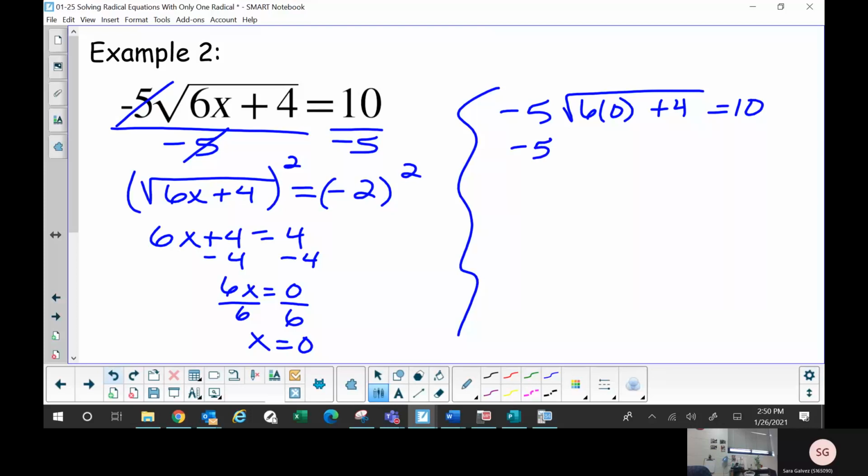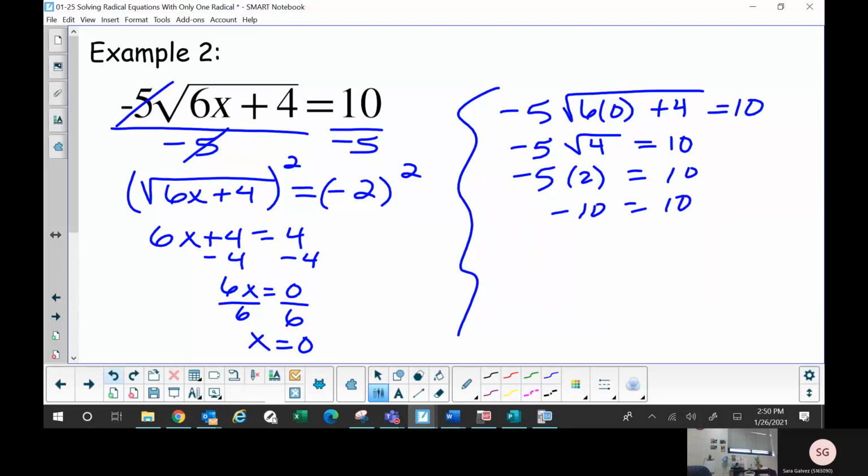Okay, what is 6 times 0? Okay, so this just ends up being the square root of 4 equals 10. What is the square root of 4? 2. What is -5 times 2? That's -10.